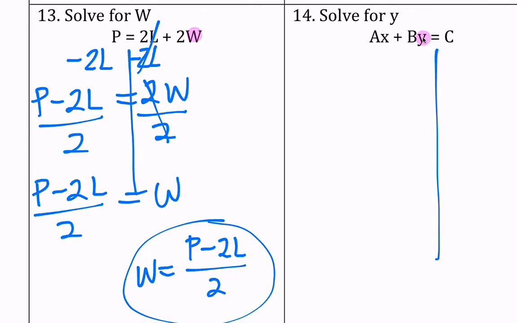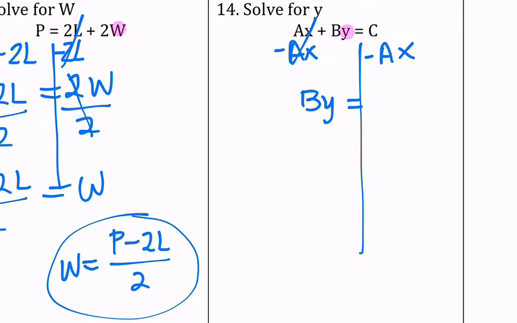Ax is not touching y, which means they're not being multiplied together. This ax and this y are not being multiplied, so do not divide. I want to get rid of this ax. It's a positive ax, so I need to subtract an ax. What I do on one side, I do to the other. My ax is canceled, so by drops down. On the other side, I had c, and I subtract ax, so I'm going to write it long ways, c minus ax.